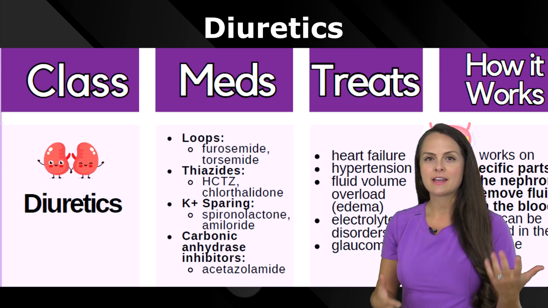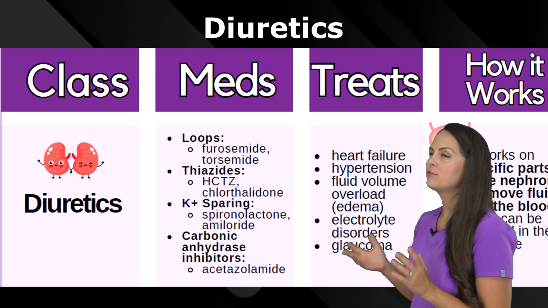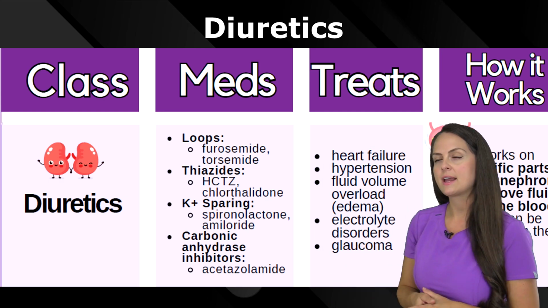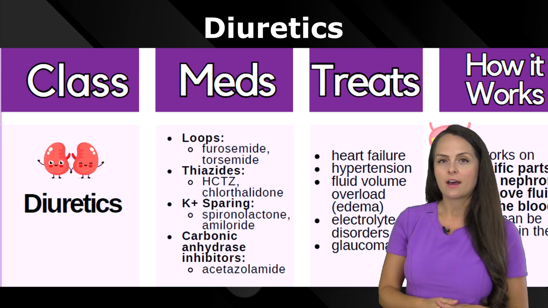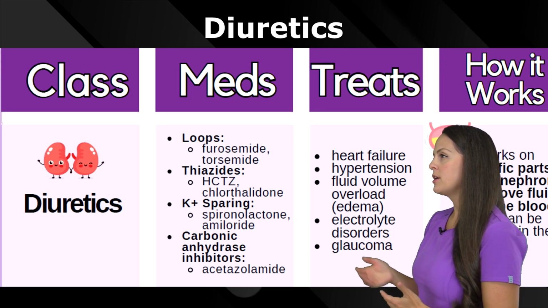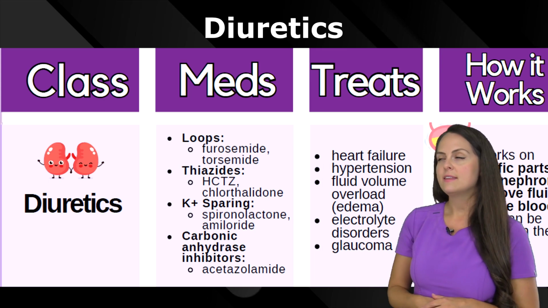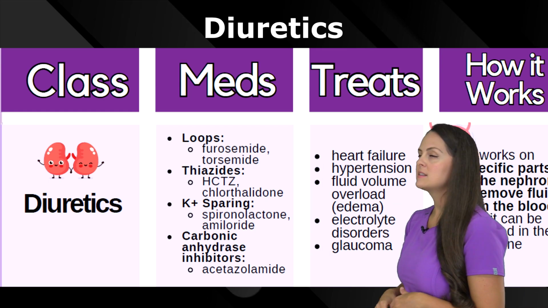So some medications that fall in each of those categories are the following. For loop diuretics, this could include furosemide, torsemide. For thiazides, we have hydrochlorothiazide or chlorothiazide. Potassium sparing could include spironolactone or amiloride. And then lastly, carbonic anhydrase inhibitors could include acetazolamide.